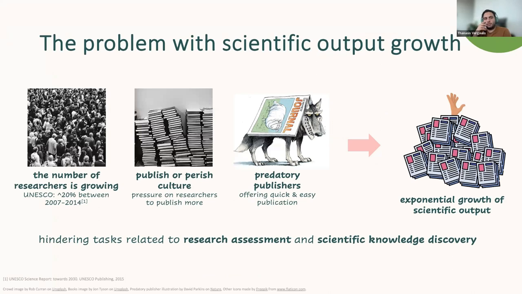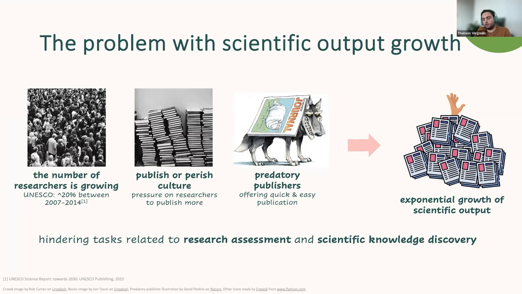But even if we have these academic profiles, the work is not that easy. A very important problem is that the scientific output is being produced with an exponential growth. So we have more researchers than ever in the history of humanity. We have also this culture around the notorious publish or perish trend. So a lot of researchers have the pressure to publish more.